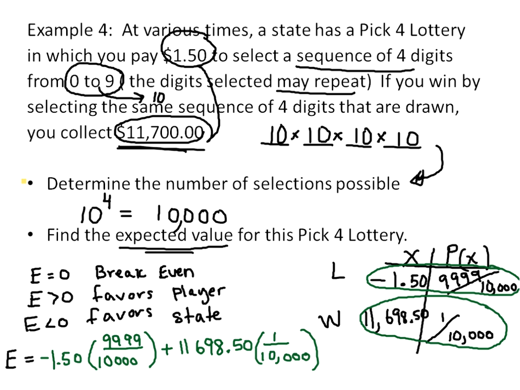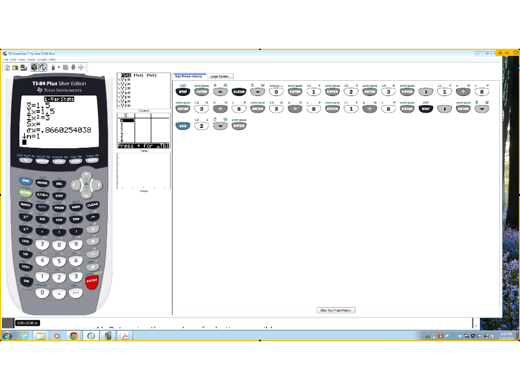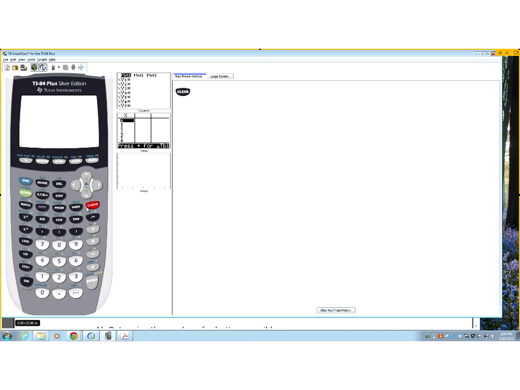So we would expect that on average, the state is making 33 cents because it's negative. It favors the state. Those of you who didn't get 33 cents, follow along with what I'm going to do on the calculator. So 33 cents is the correct answer. You want to round it to the nearest cent because we are talking about money. I'm going to go ahead and clear here.